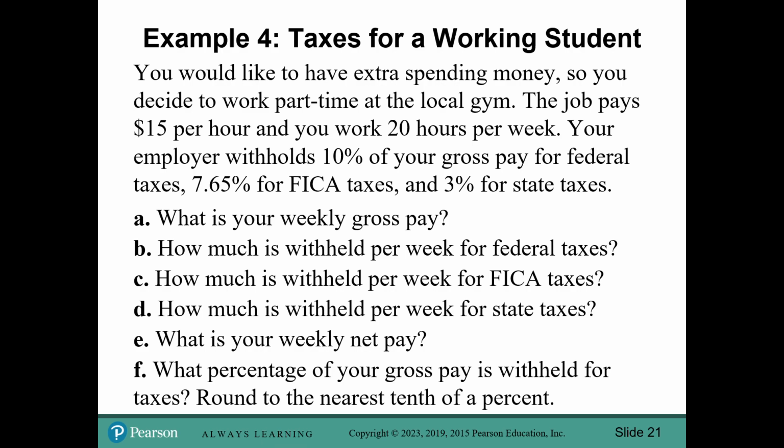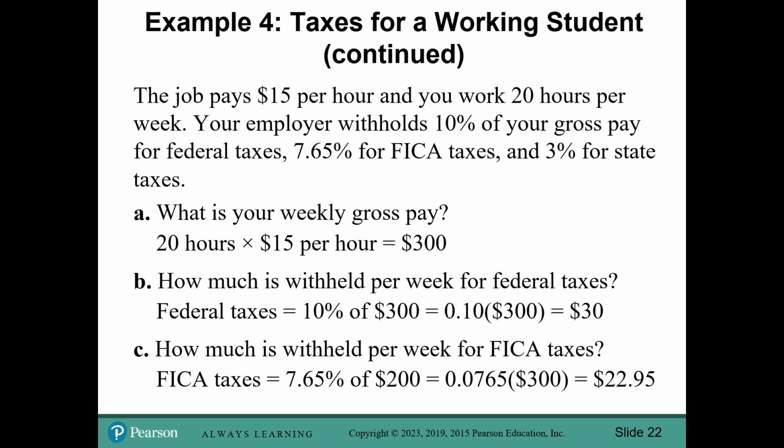All right, let's work these one at a time, starting with what is your weekly gross pay. This should be an easy one here. You work 20 hours a week, you get paid $15 an hour. 20 times 15 is $300. That should be your gross pay. That is not the pay that you wind up receiving. That is just your gross pay, because that is the agreed upon hourly wage times the number of hours you're working per week.